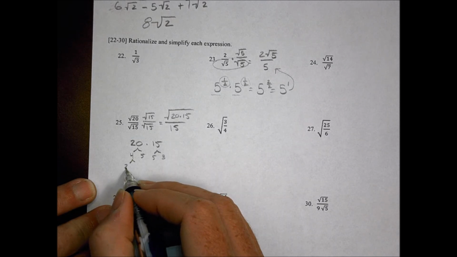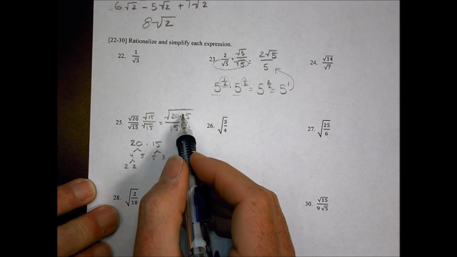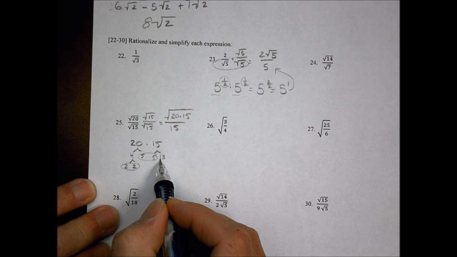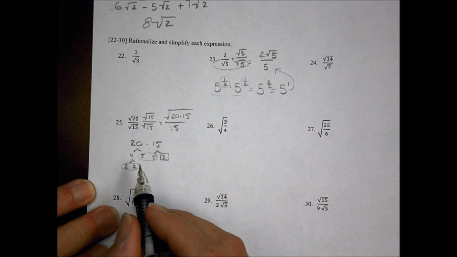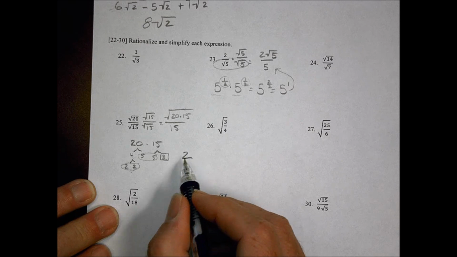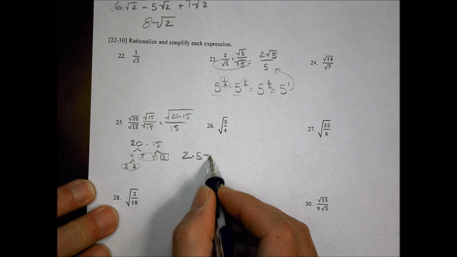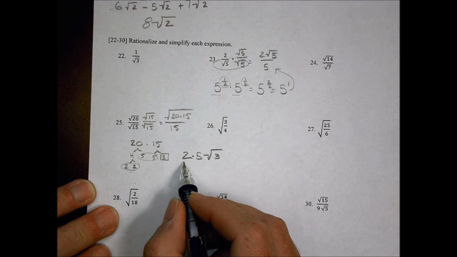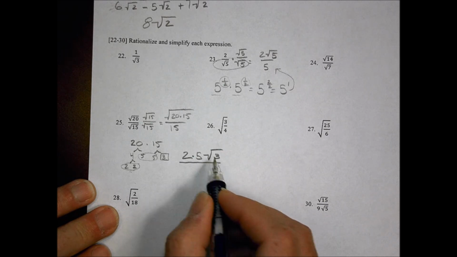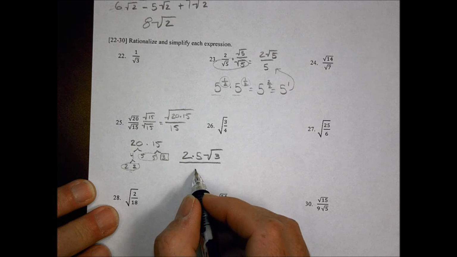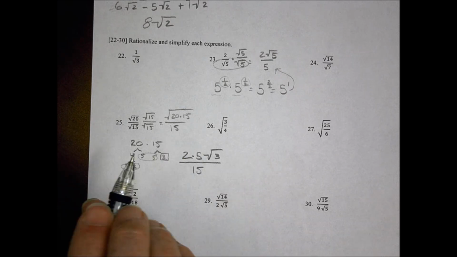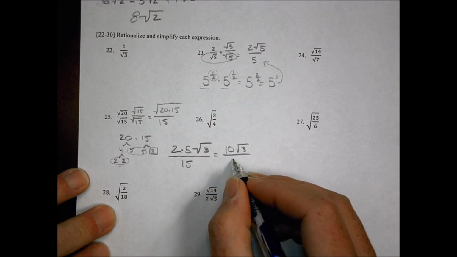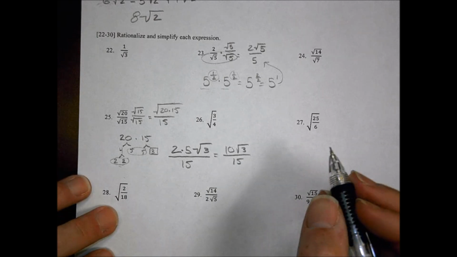4 becomes 2 times 2. This is all that's underneath the radical here. So I have a pair there, and I have a pair here, and this is what's left. So what goes outside the radical? I have a 2. I have a 5. Inside the radical is still going to be a 3. Right? And on the denominator, I still have the 15. So this becomes 10 root 3 over 15, but I can reduce that just by regular reducing.